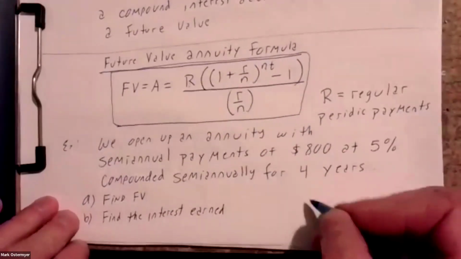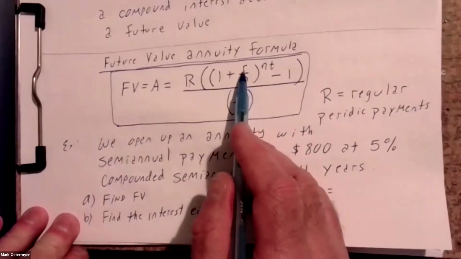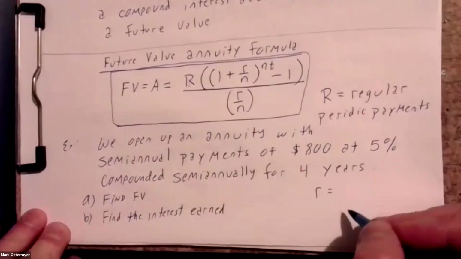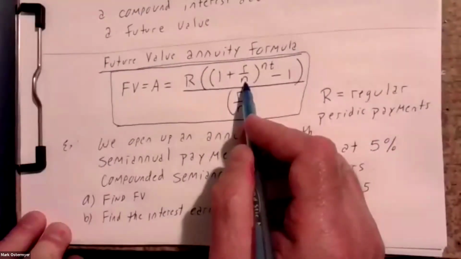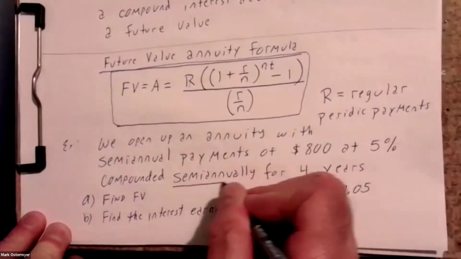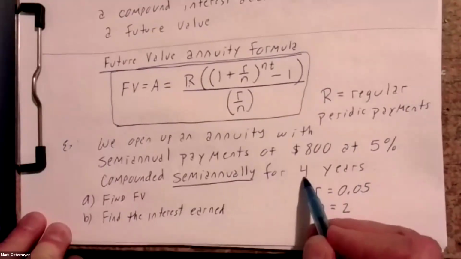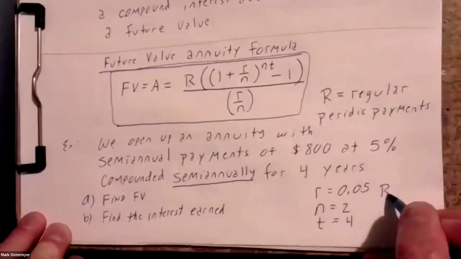So help me out here. What's my interest rate r for this problem? What's lowercase r? Lowercase r. 5%, 0.05. What's n? How many times is the interest going to be computed or compounded per year? Semi-annually means how many times per year? 2. 2 times per year. t is time. How many years are we talking about totally here? 4 years. 4 years.